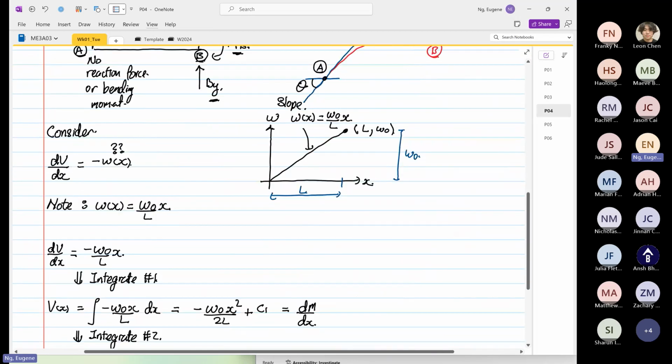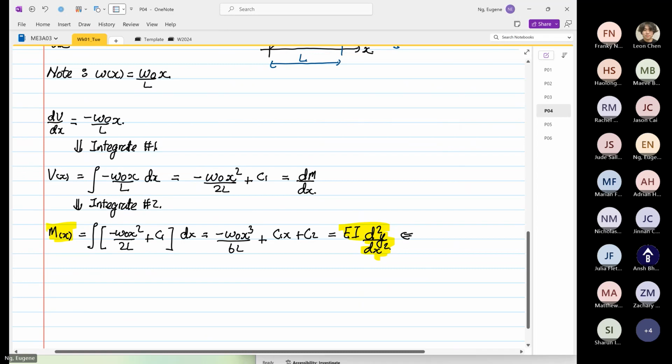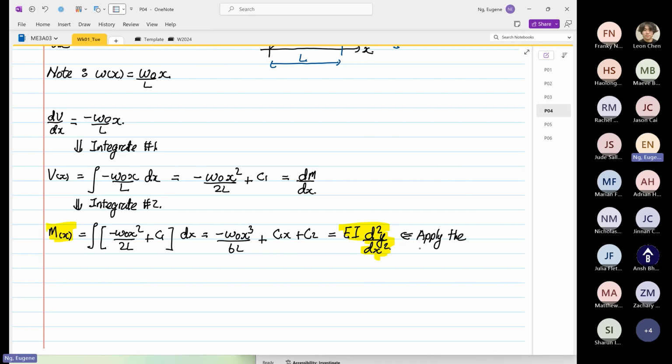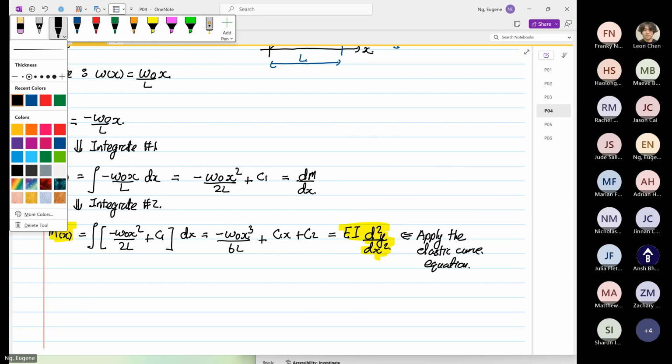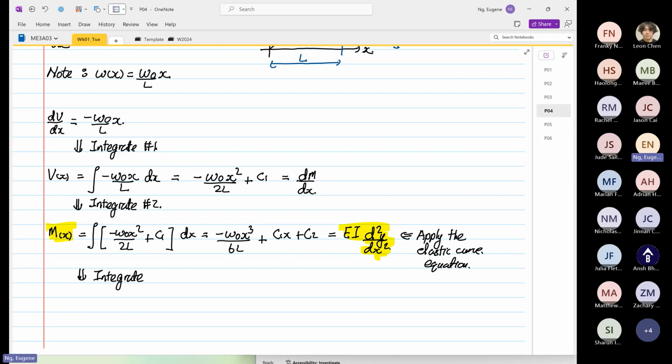So this is where we apply the elastic curve equation. Okay. So from here, after applying the elastic curve equation, we are going to integrate the third time.